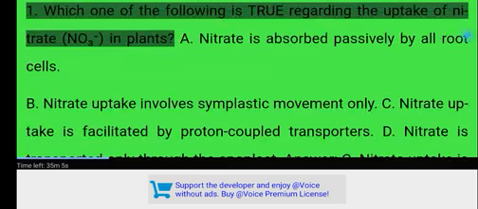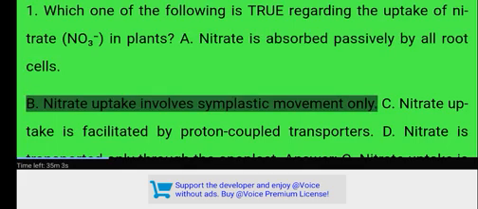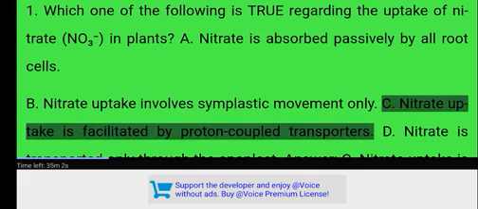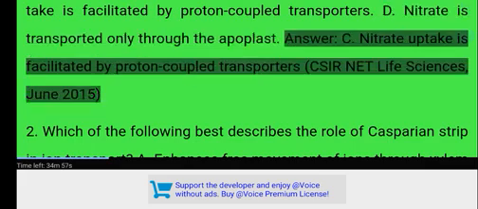Previous year questions, PYQs. 1. Which one of the following is true regarding the uptake of nitrate in plants? A. Nitrate is absorbed passively by all root cells. B. Nitrate uptake involves symplastic movement only. C. Nitrate uptake is facilitated by proton-coupled transporters. D. It is transported only through the apoplast. Answer: C. Nitrate uptake is facilitated by proton-coupled transporters. CSIR NET Life Sciences, June 2015.